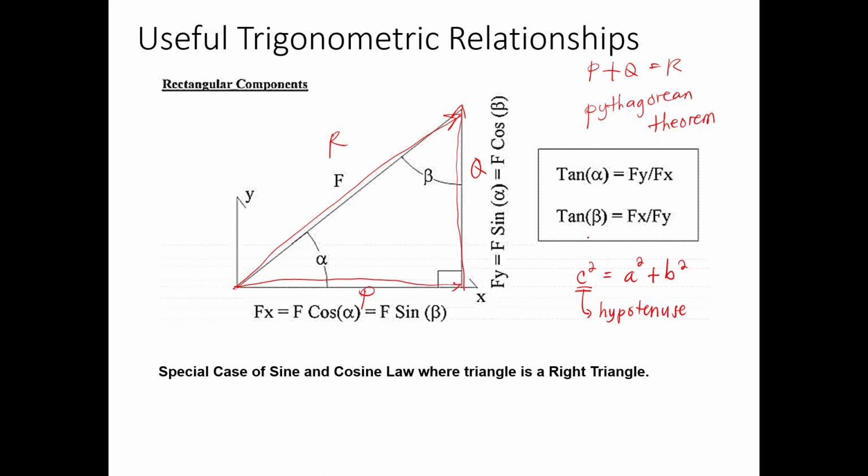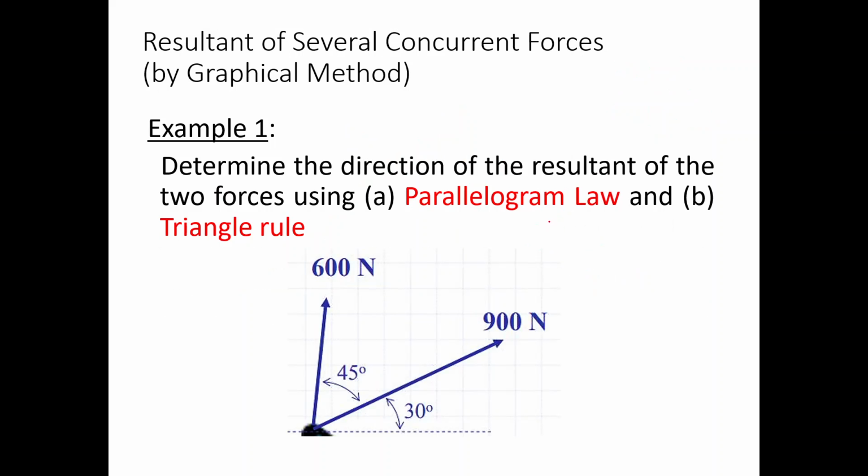So we have the sine law and cosine law for solving the resultant in a non-right triangle force system. Then we have the Pythagorean theorem for a right triangle force system. Okay, so let's go to an example.